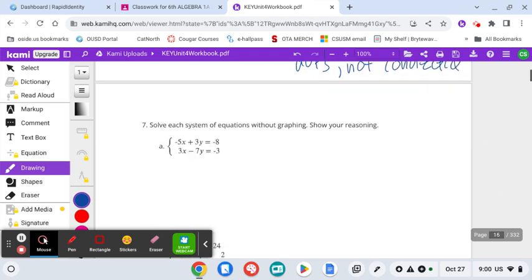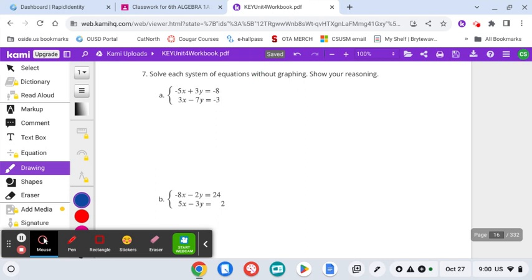All right. Finally, this is a review from last unit. Do you remember these? You've got to make opposites in order to solve by elimination. So pause the video and try A and B. See how far you can get. See if you still remember how to do this.